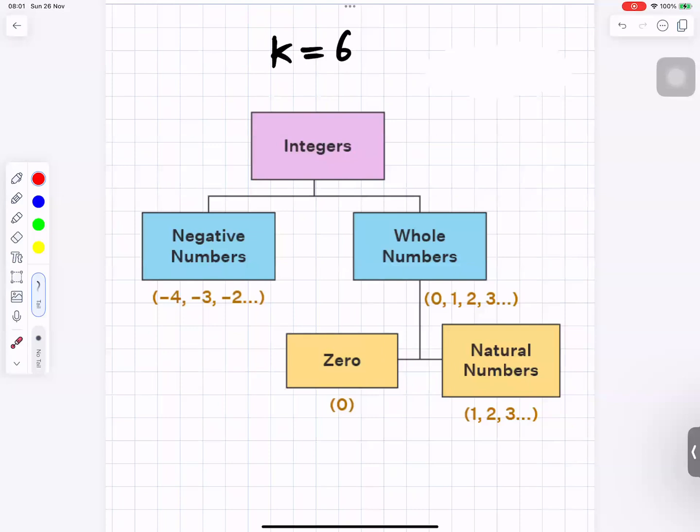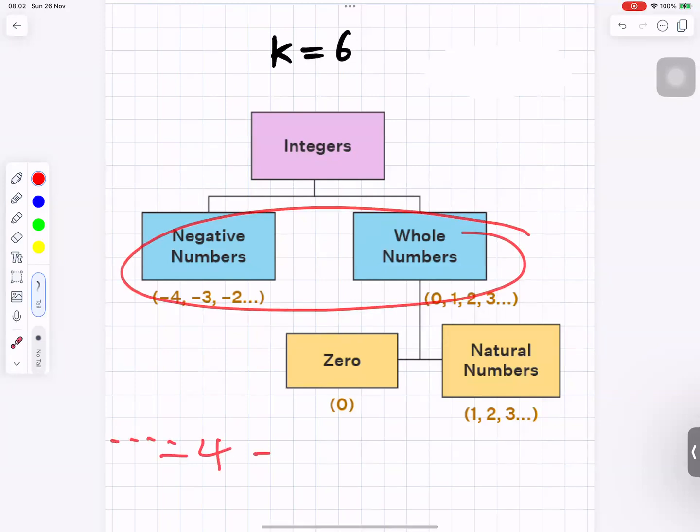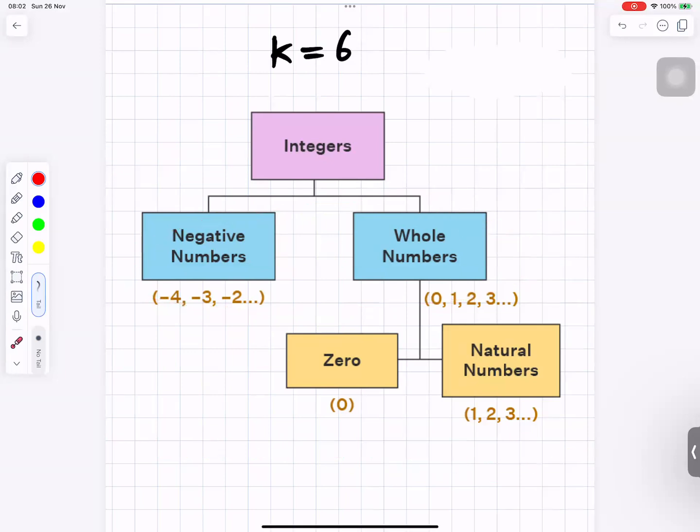So what is an integer? It's good to know what an integer is. If we have integers, we can have negative numbers and whole numbers. They're all integers. So negative numbers, all the -1, -2, etc. And the whole numbers 0, 1, 2, 3. So we have natural numbers and 0. So integers are all of these: -4, -2, -1, 0, 1. Those are all considered integers.